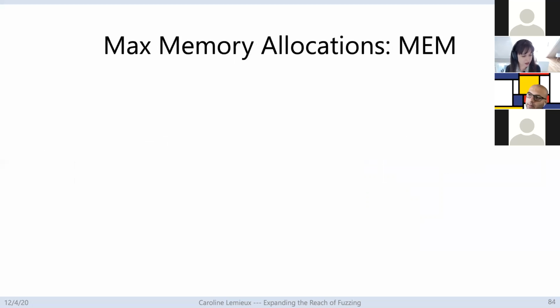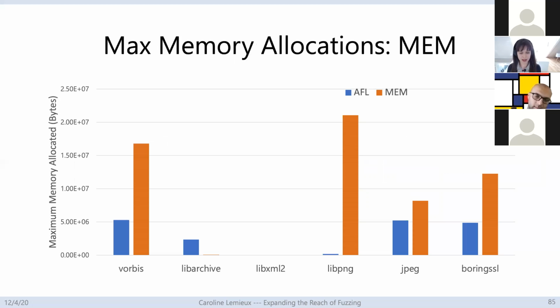And indeed, it turns out if you run this on a bunch of benchmarks, on the x-axis you have different benchmarks, and on the y-axis you have the maximum amount of memory allocated. What we see is that compared to basic gray box fuzzing, coverage guided fuzzing, in the blue, the orange bars, which represent the amount of memory allocated when trying to maximize those allocations, are higher. So that's very interesting, but there's one of these benchmarks where coverage guided fuzzing finds a higher maximum than the other one.